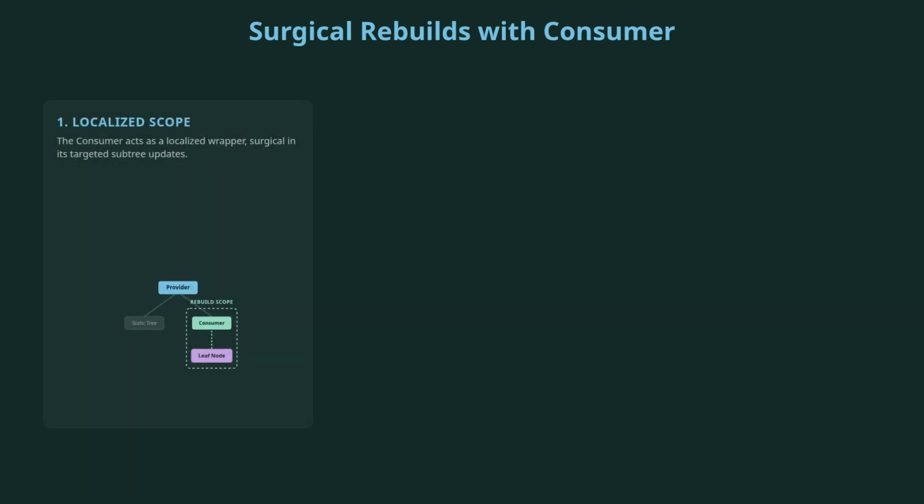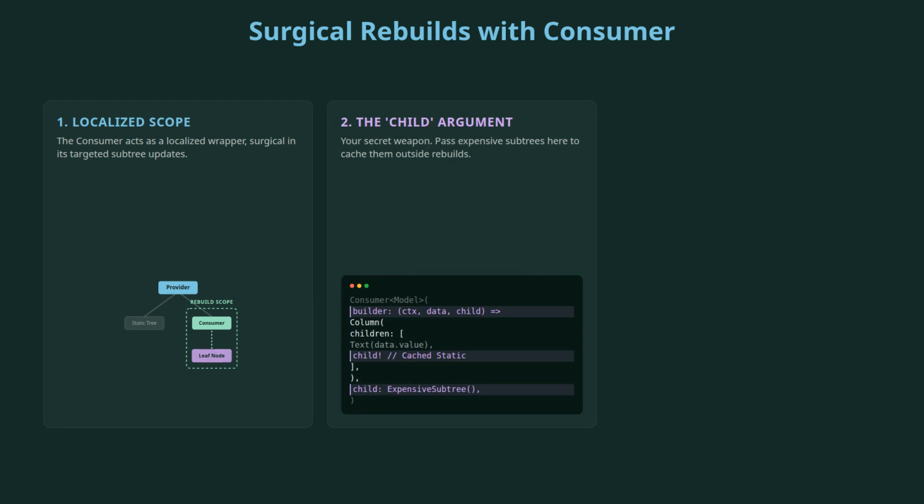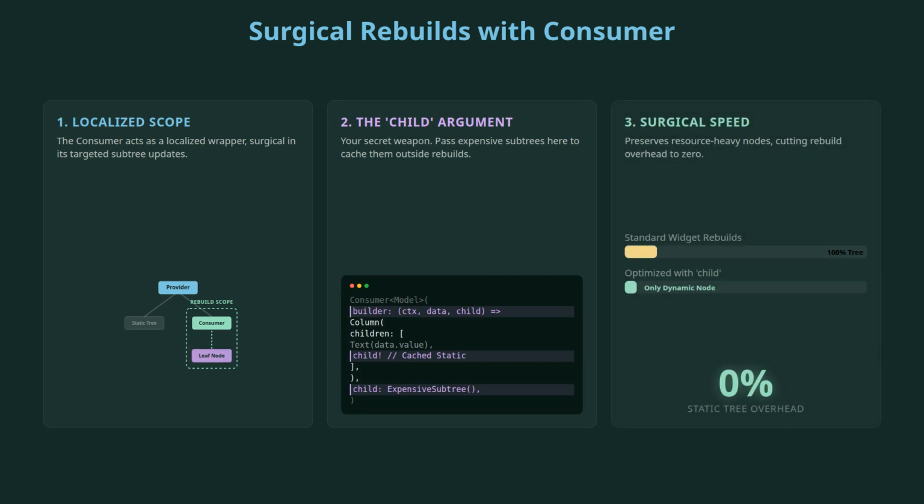If you want to optimize your rebuilds and prevent layout thrashing, you use the Consumer widget instead. Consumer acts as a localized wrapper with a builder function that gives you the context, the model instance, and a pre-built child widget. This child parameter is your secret weapon for performance. If you have an expensive, static widget tree inside your consumer that does not depend on the state, you can define it once and pass it as a child. Provider will inject it without ever rebuilding it. This turns your state updates from global earthquakes into targeted, local adjustments that keep your app responsive.